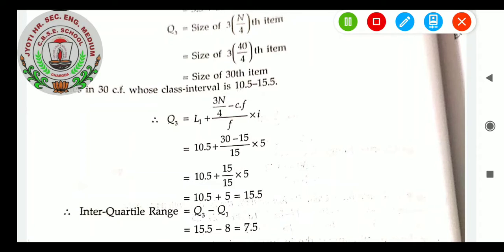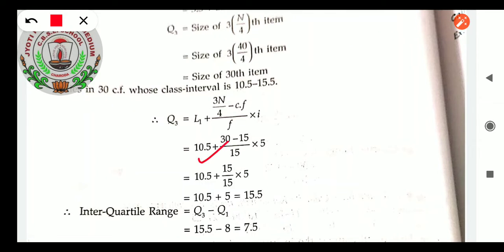Substituting the values, the same values are coming that we were calculating. 10.5 plus 30 minus 15, divided by 15 into 5. Let us multiply it. 15 divided by 15 will be cancelled. 1 into 5, 5. So 10.5 plus 5, it will be 15.5. Interquartile range, after calculating Q3 and Q1, will be 15.5 minus 8, that is 7.5. So this way students, interquartile range gets completed in discrete, continuous class and individual series.